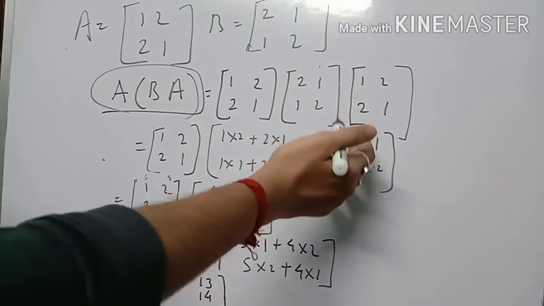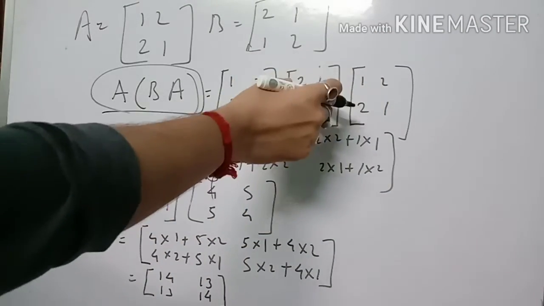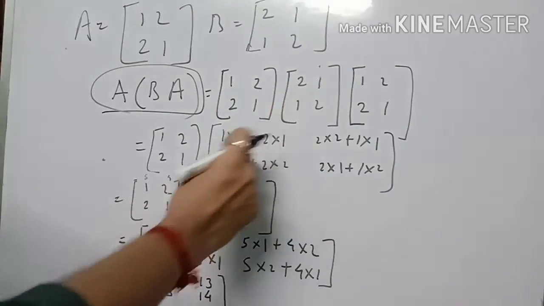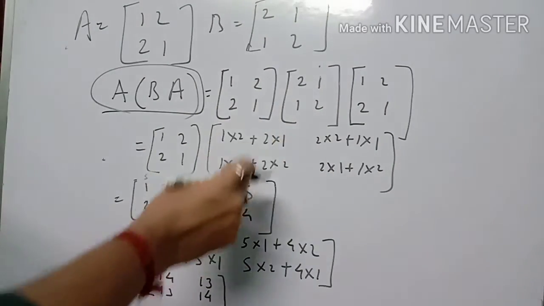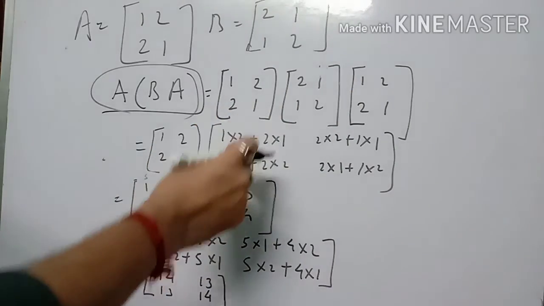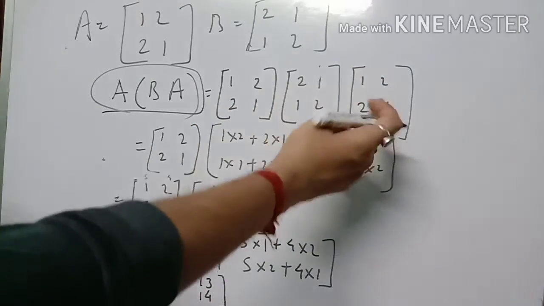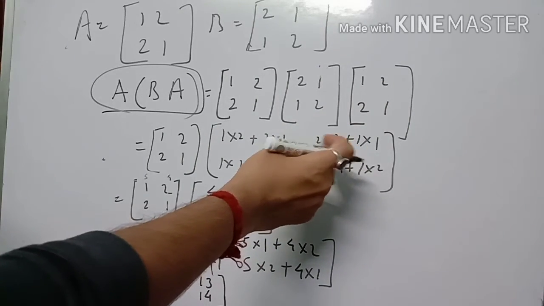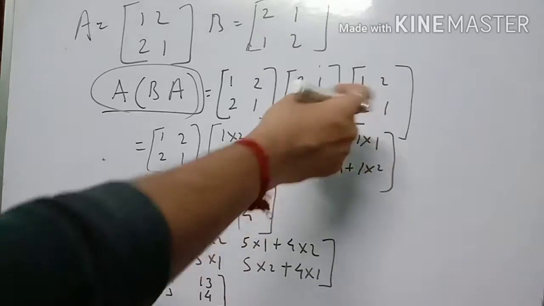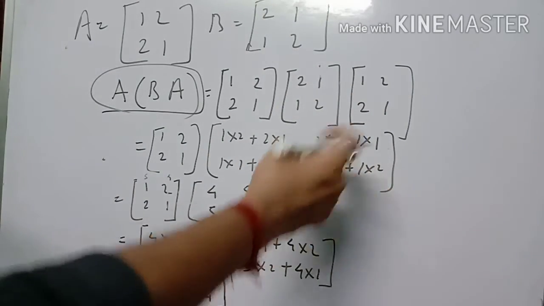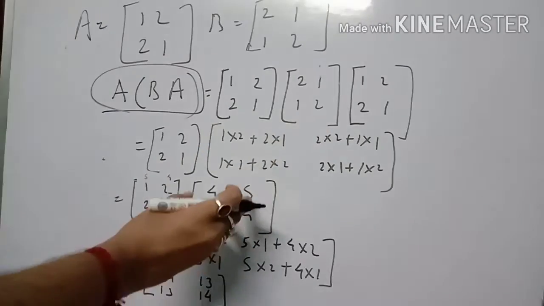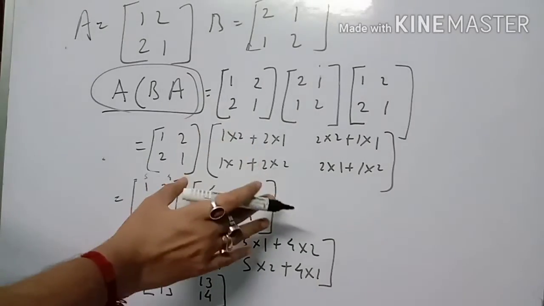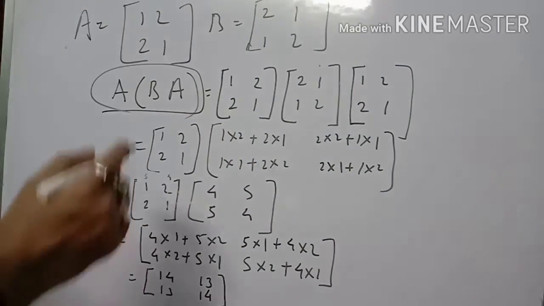We did so. The first column of A is going to multiply the elements of matrix B's first row, and we are getting 1 into 2 plus 2 into 1. Similarly, the first column is going to multiply the second row now, so 1 into 1 plus 2 into 2. Now it's the chance for the second column to multiply. So it's 2 into 2 plus 1 into 1. Next comes 2 into 1 plus 1 into 2, and as a result we are getting 4 5 and 5 4. Clear? Now we need to multiply this answer, since it's a product of BA, with A.